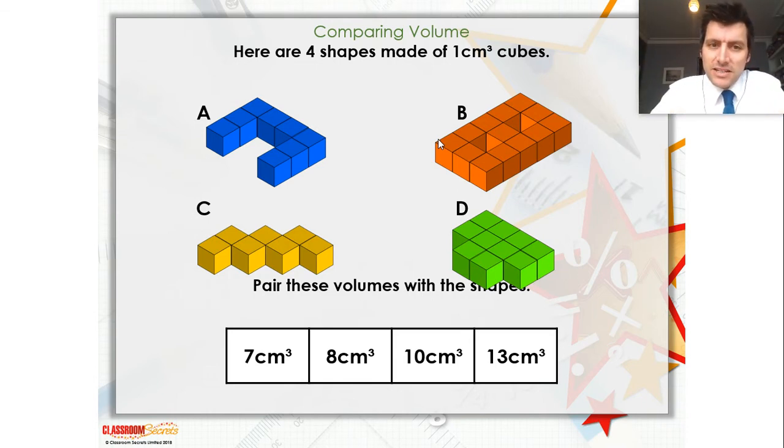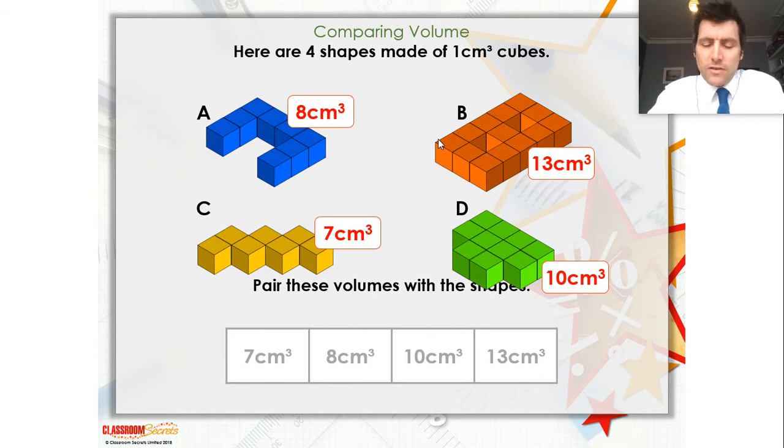Going through then, let's see how we did. We've got 8 centimetres cubed for our blue, 7 centimetres cubed for our yellow, which is the interesting one because it's quite wide because of the shape that's been plotted.